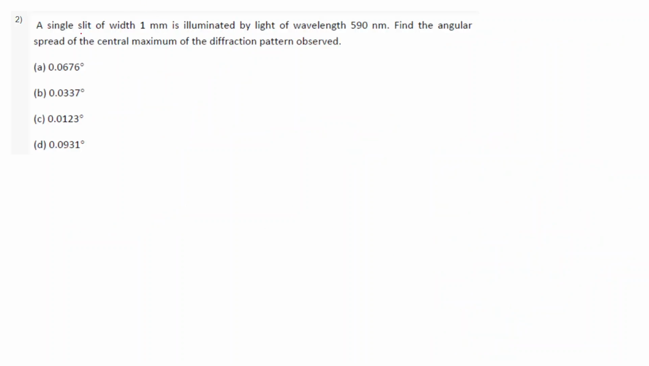Okay, so next question, again on single slit diffraction. The question is: a single slit of width 1 mm, here the width is 1 mm, again let's draw. So this is a. It is illuminated by a light of wavelength 590 nanometer. Find the angular spread of central maximum.